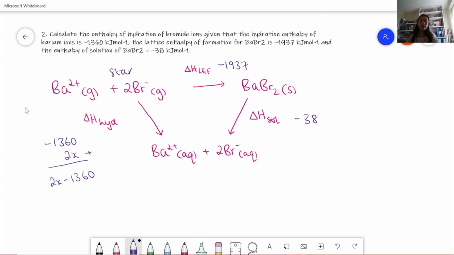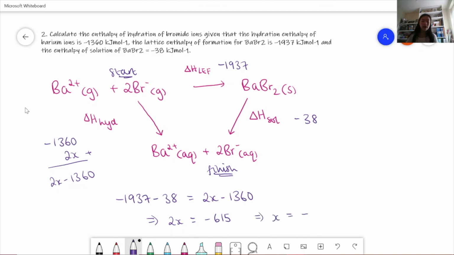If we start from here and finish here, both routes from start to finish should give us the same enthalpies. And so now we can form the equation. We have minus 1,937 minus 38, and that equals 2x minus 1,360. And this gives us 2x equals minus 615 after rearranging, and then this gives us x equals minus 307.5 kilojoules per mole.